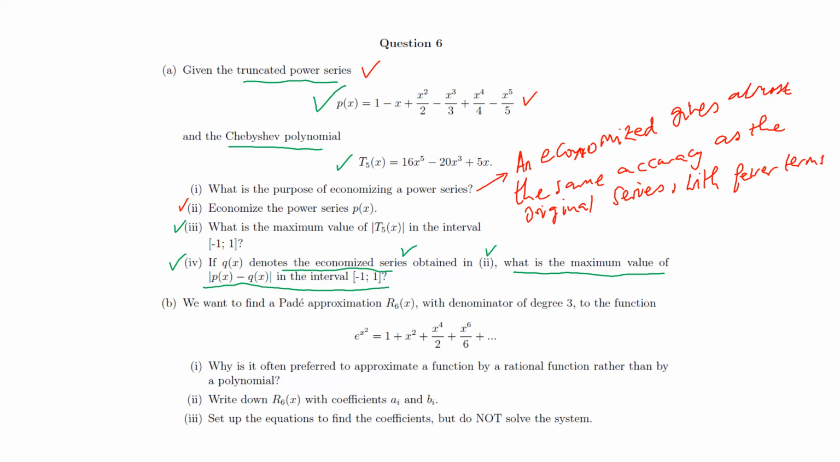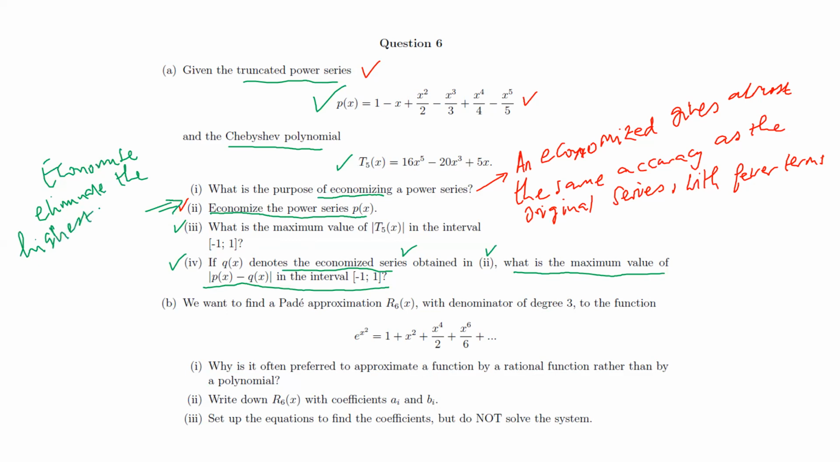Yes, please. What is economized? Okay, that's a good question. The economized series comes from the first Roman figure. Here is Roman figure 2. We're asking the question, economize the power series. What do we do when we economize the power series? We actually eliminate or remove the highest degree term from the power series.